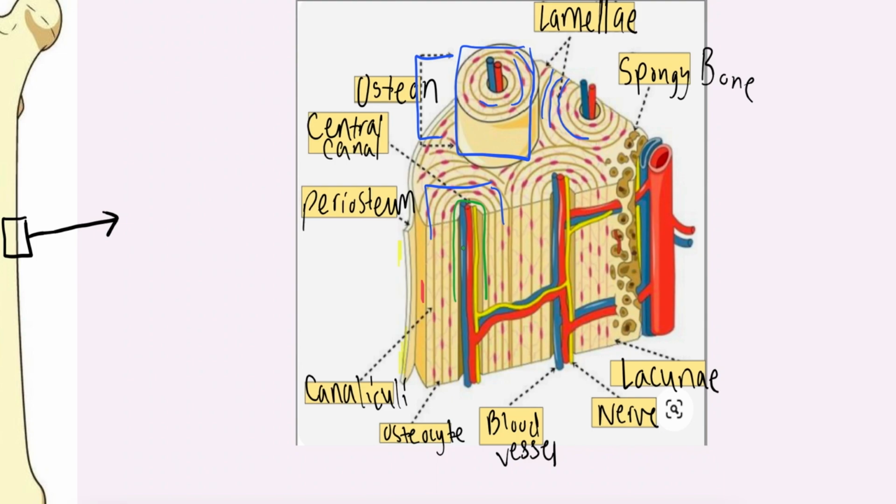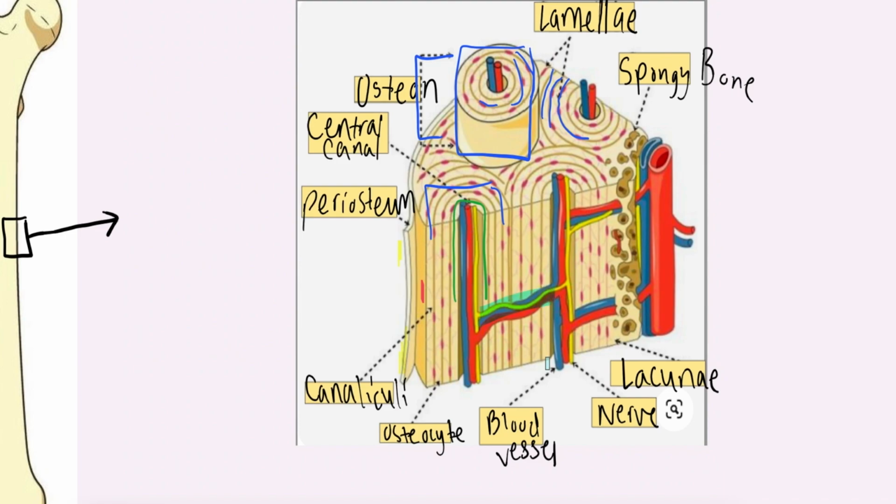Now, crossing the concentric rings of an osteon are a system of channels called perforating canals. I don't have that labeled here, but your perforating canals are these canals. These are the canals that are perforating your central canal.